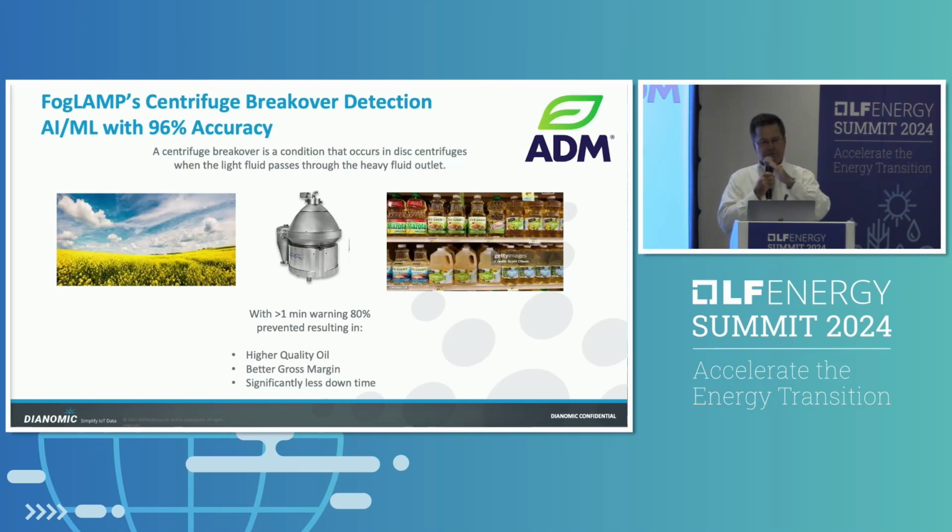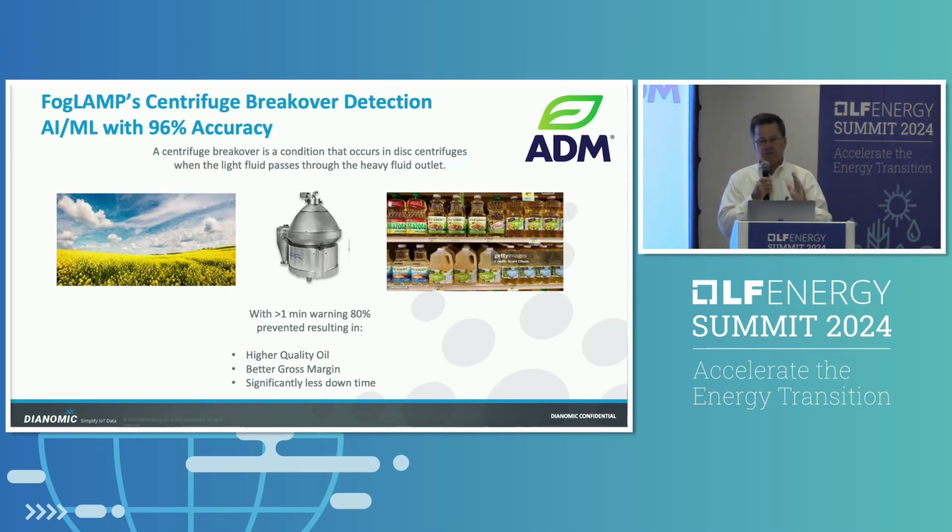So in a centrifuge that's not working on batches, it's working on flows, there's a problem called a breakover. And a breakover is when the light oil mixes with the lecithin and it's right on that edge, and so you're not doing your separation very well anymore.